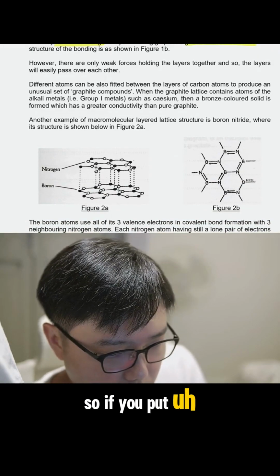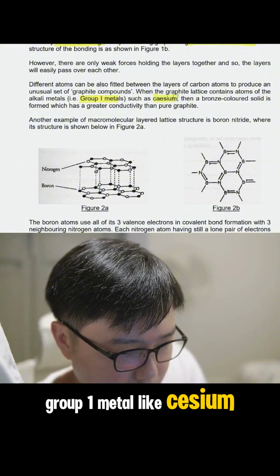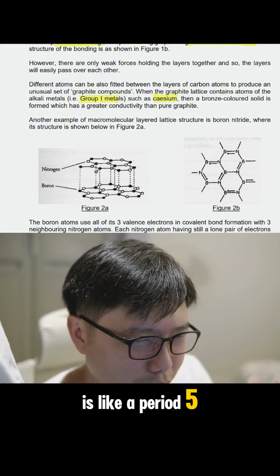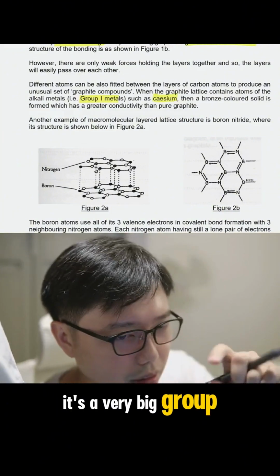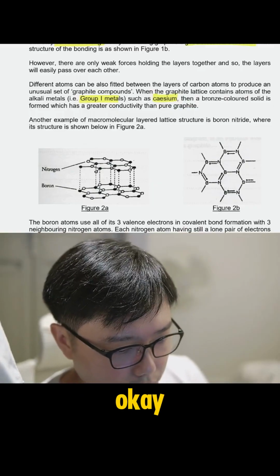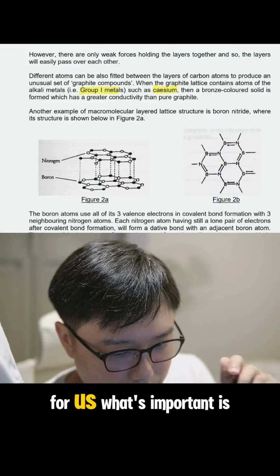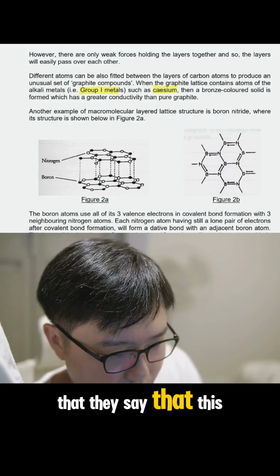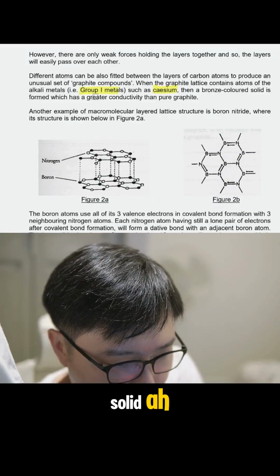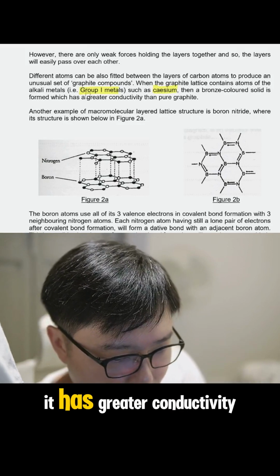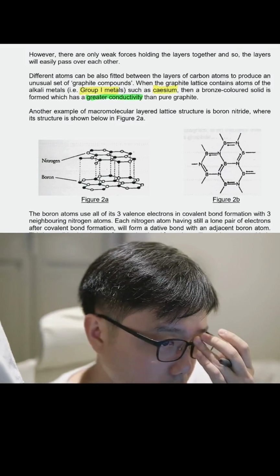So if you put in a group 1 metal like cesium, you all know cesium is period 5 or period 6, a very big group 1 metal at the bottom. Then they say a bronze colored solid. The color doesn't really matter for us. What's important is that they say this solid, after you throw in the cesium, has greater conductivity.